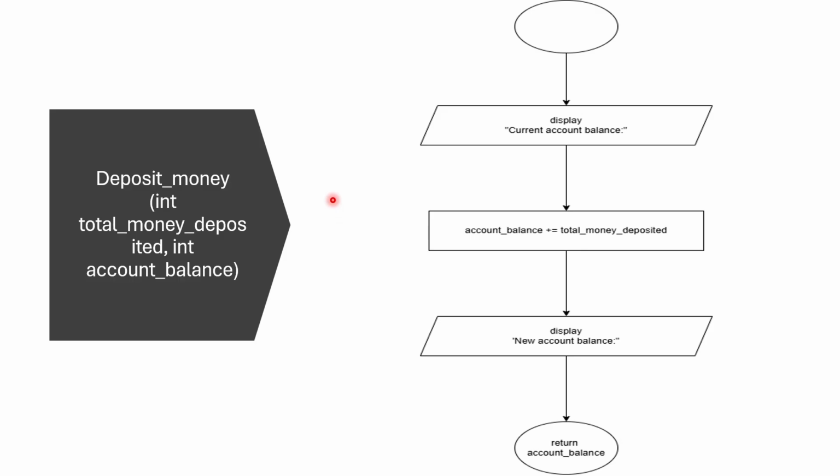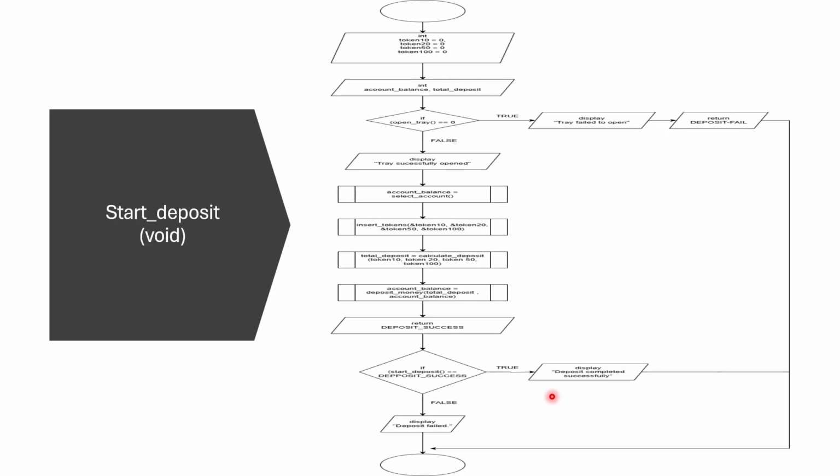So we go to the next function, deposit money. Firstly, we display the current account balance, and second, it will process the account balance. The account balance will be added with the total money deposited, and it will display the new account balance and return the account balance.